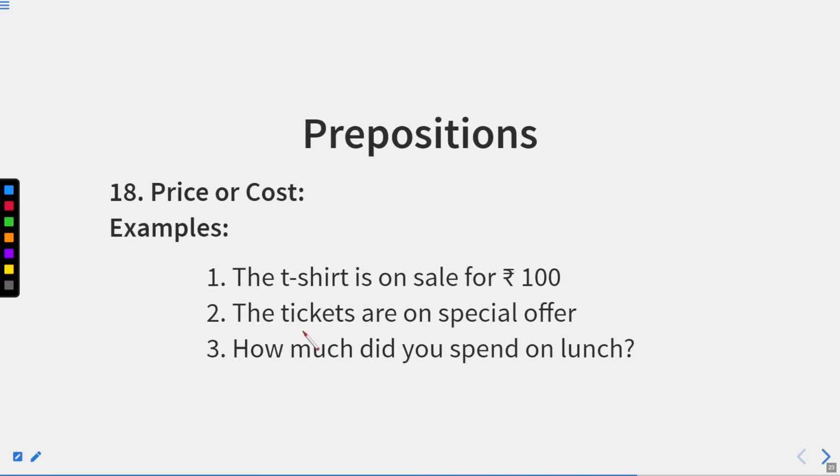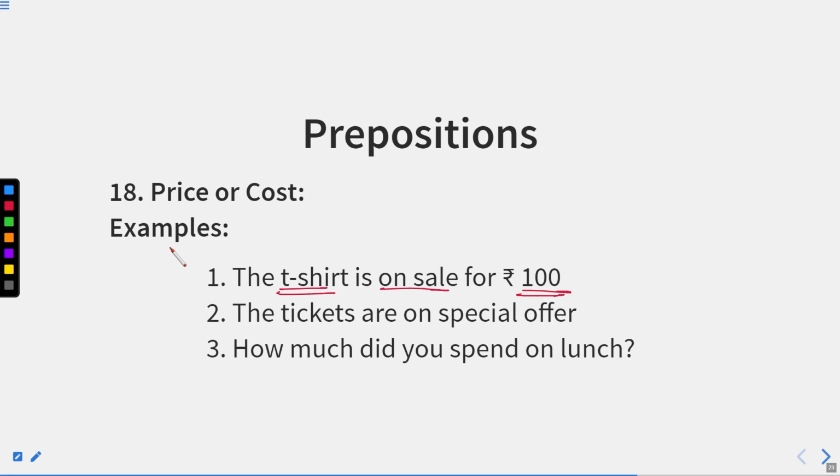Now let us move further. For price or cost, for example, the t-shirt is on sale for ₹100. So on sale means the price of this t-shirt is just ₹100 and this is the selling price. Now this is the price for sale. Sale actually refers to a term in which the shopkeepers sell their products which are maybe outdated, or just to enhance their marketing. So what they do is keep some of their stuff on sale. It means on lower prices than usual.